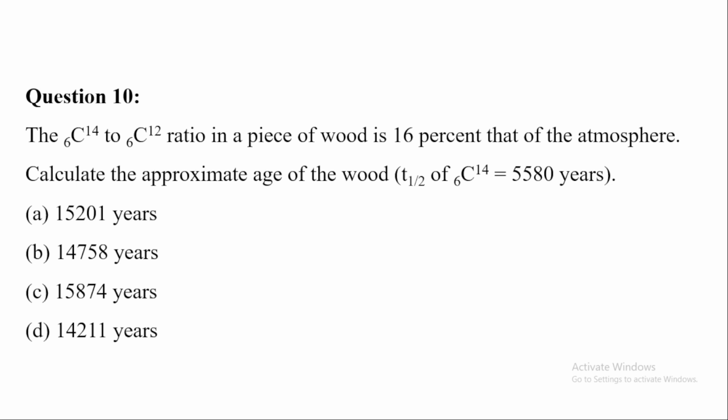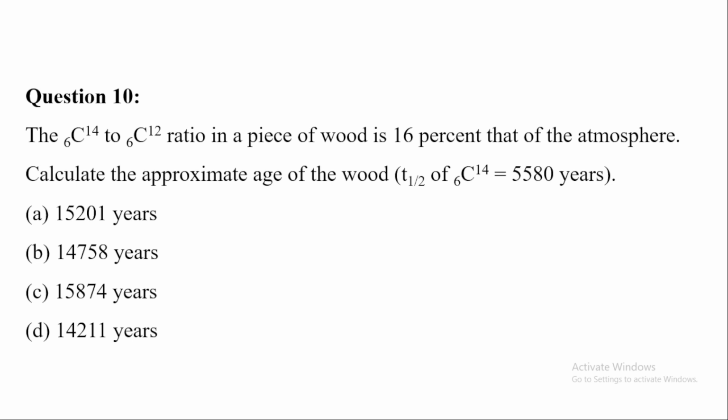Mass number is nothing but the sum of the neutrons and protons. In C12 the number of neutrons and protons are equal. In C14 the number of neutrons is higher than the number of protons. So the ratio is given for C14 to C12. The C14 to C12 ratio in a piece of wood is 16% that of the atmosphere. Calculate the approximate age of the wood.